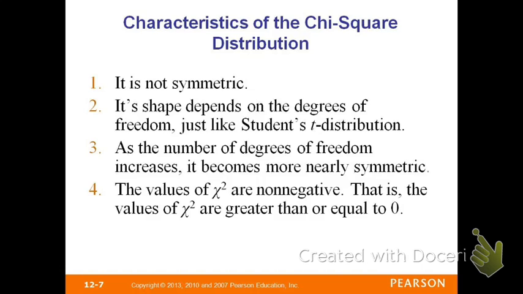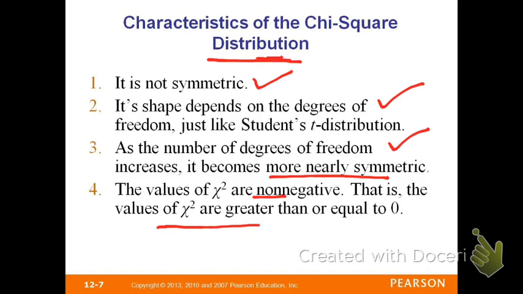So, characteristics of the chi-squared distribution: it is unlike the normal distribution and the student t distribution in that it is not symmetric. However, one way that it's like the student t distribution is that its shape depends on its degrees of freedom. As the degrees of freedom get higher and higher, it becomes more nearly symmetric. The values of the chi-square are non-negative, that is, greater than or equal to 0. Okay, let's actually take a look at a chi-square distribution.